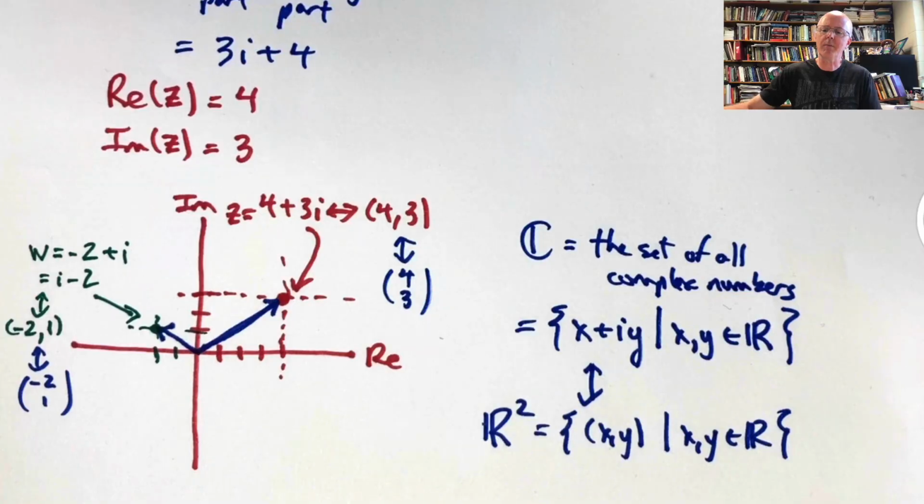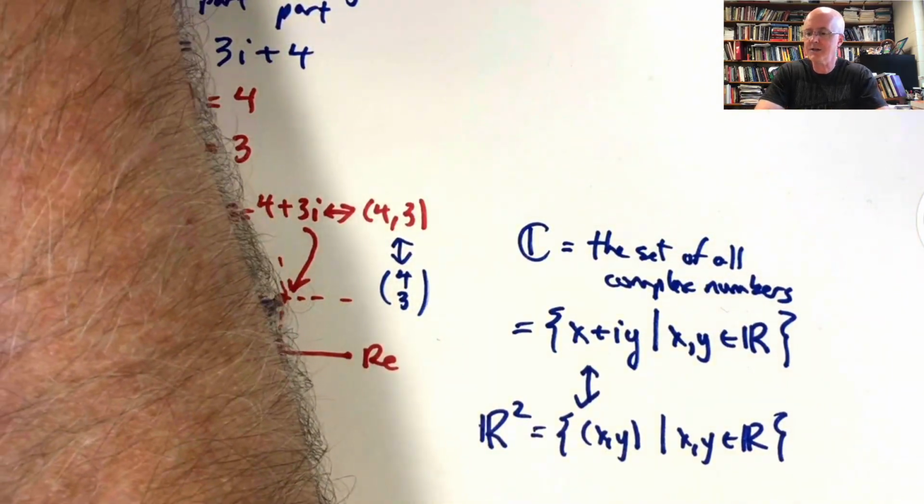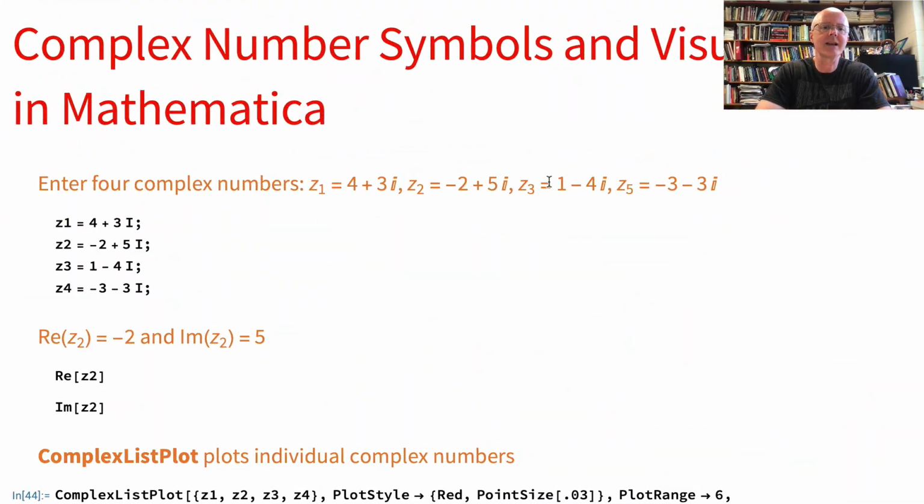Let me end this video by just showing you something in Mathematica. I showed a nice visual in Mathematica in video number 1, but here I actually want to show you, well, it includes visual, but it also includes symbols that you can use in Mathematica to represent complex numbers. So here I've got 4 complex numbers in Mathematica that I'm representing as z1, z2, z3, and z4: 4 plus 3i, negative 2 plus 5i, 1 minus 4i, and negative 3 minus 3i.